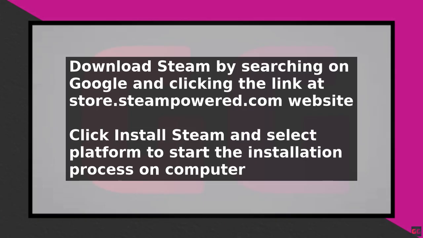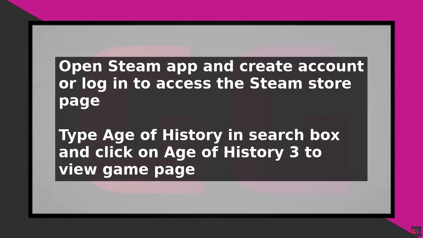Once on the website, click Install Steam at the top middle of the screen. Select your platform, and click Install Steam again. For most users, the platform will be Windows. After the Steam setup has downloaded, click on it to open the installation process. Click Next. Select your language, and choose the destination folder for the installation. This can be left as is or changed if desired. Then, click Install, and Steam will be installed on your computer.